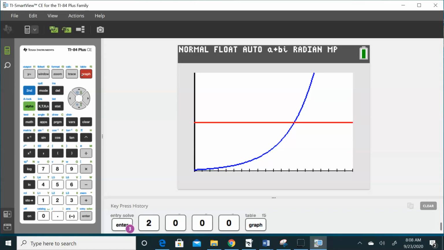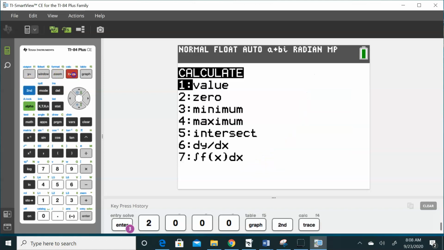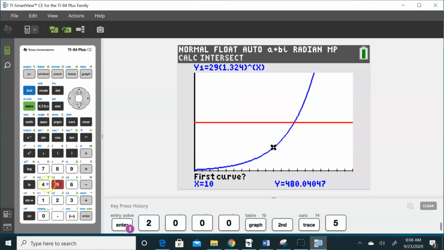I got to find where they intersect. Second, trace, number 5. This one's easier. I just have to go enter, enter, and because there's only one point of intersection, I could just hit enter again. And there we go. I got 12.6 years. I'm going to go back to the worksheet and show you what we need to do.